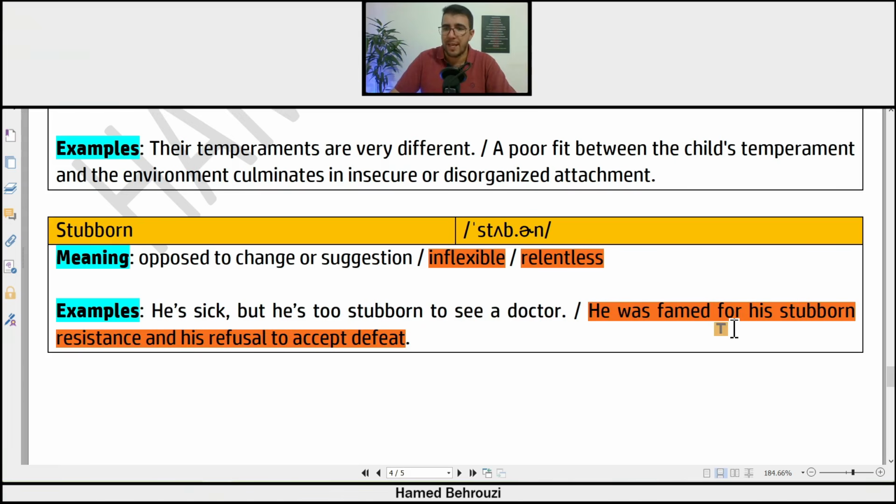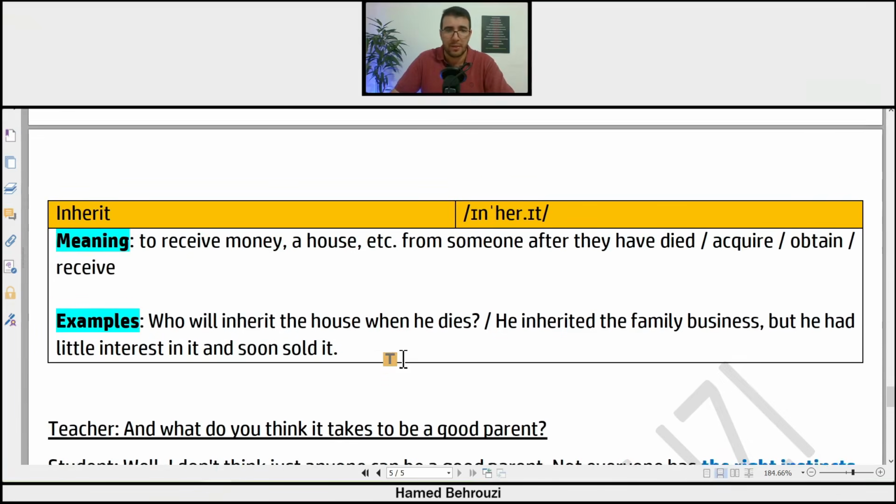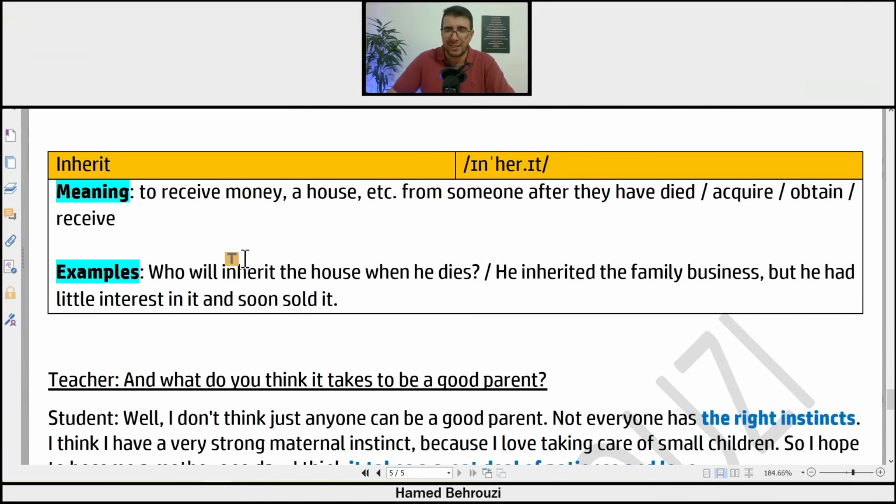He was famed for his stubborn resistance and his refusal to accept defeat. You see, in this one, it's positive. He was famed for his stubborn resistance. Like he was famous because he was stubborn in resisting against something, and his refusal to accept defeat. Like he never accepted defeat. He never accepted that he lost the game. Okay, that's stubborn. And the last word is inherit. It's very simple.